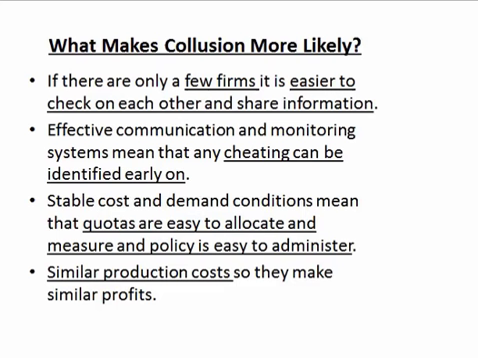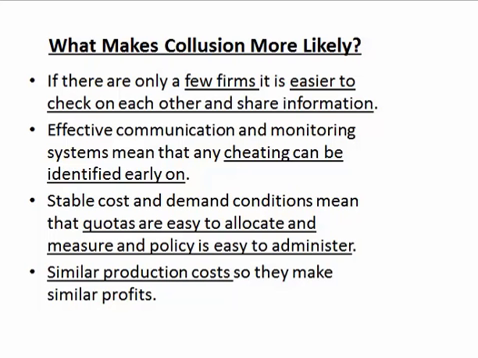What makes collusion more likely? If there are only a few firms, it is easier to check on each other and share information. Effective communication and monitoring systems mean that any cheating can be identified early on. Stable cost and demand conditions mean that quotas are easy to allocate and measure, and the policy is easier to administer. Similar production costs mean they make similar profits.